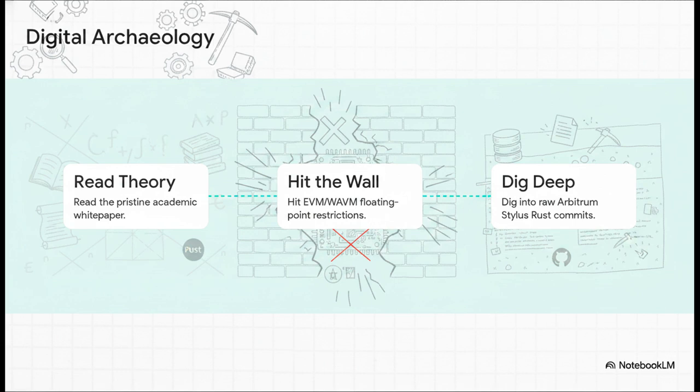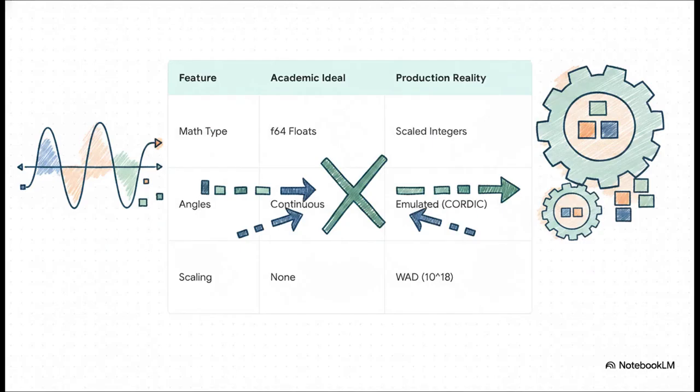So, for step 3, you actually have to throw out the PDF and literally dig into the raw GitHub commits of the production code. And when you do, you find that they completely abandoned the academic F64 floats just to survive on-chain. The contrast here is just stark. The academic ideal promised continuous angles and native floating point math. But the production reality? The developers had to lean on heavy scaling libraries like PRB math.